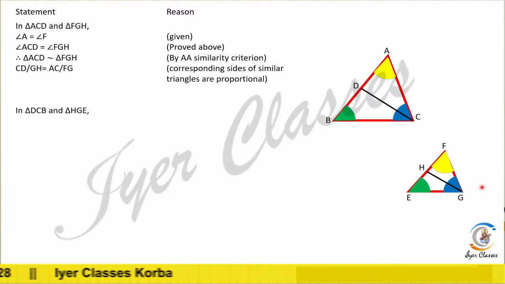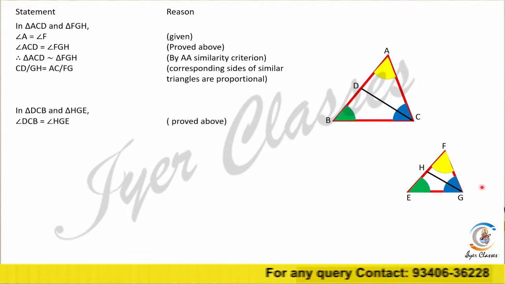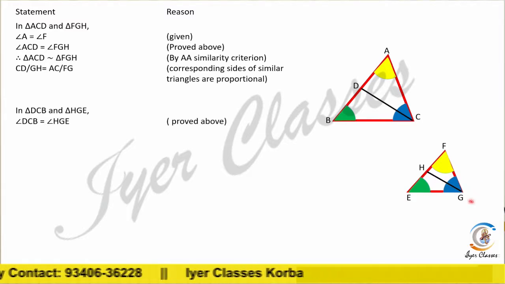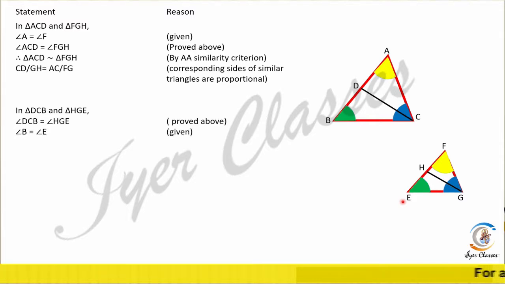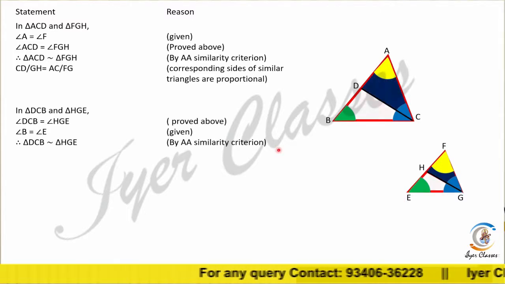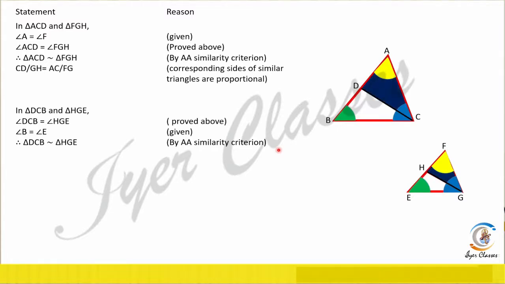Now, the third pair, triangle DCB and triangle HGE. We know that the green angles, angle DCB, that is half of angle C, and angle HGE, that is half of angle G, are equal, which we have proved above. Angle B is equal to angle E, the green angles are already equal, right? And therefore, these two triangles are also similar by the AA similarity criterion. So, we have proved what we wanted.